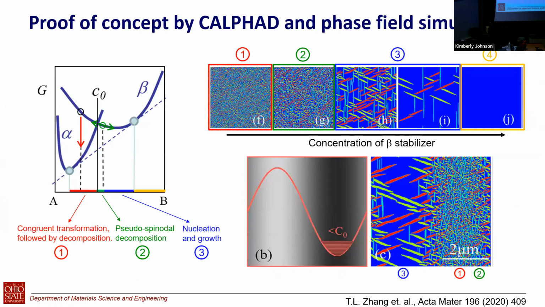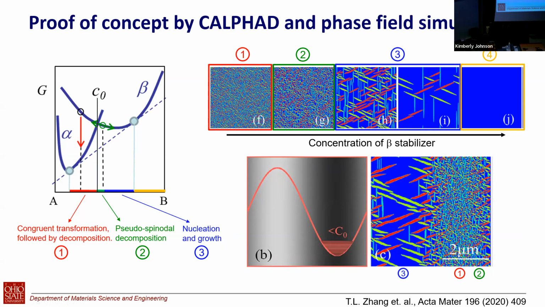For the proof of concept, we use phase field, and we have these free energy curves, and then we do the simulation. We did find you can have all those microstructures within the same sample if you create this concentration modulation. Now, back to the critical question that we started with.